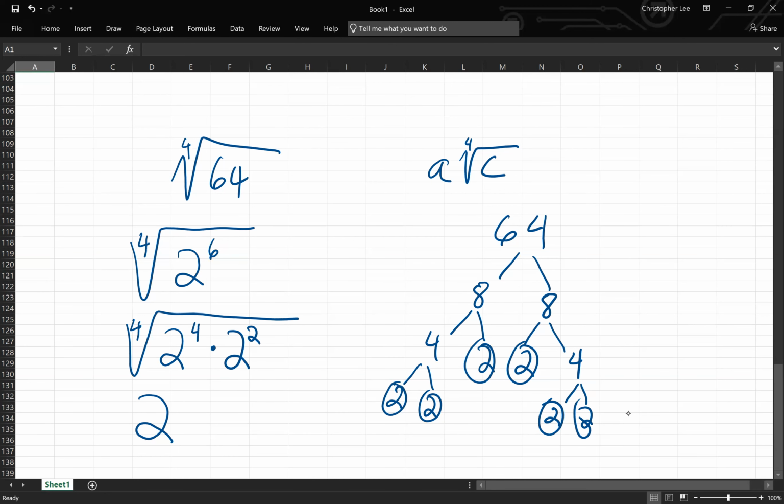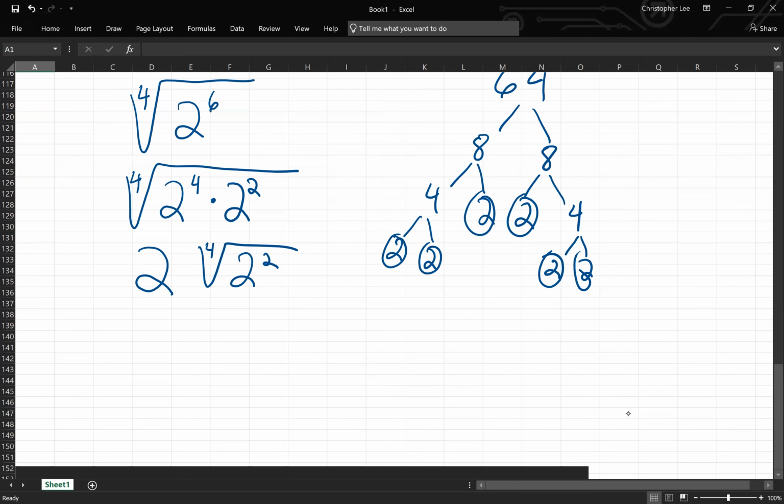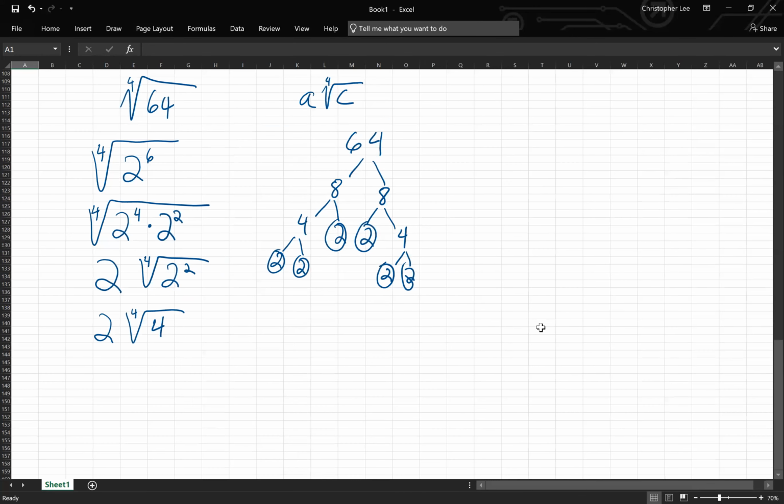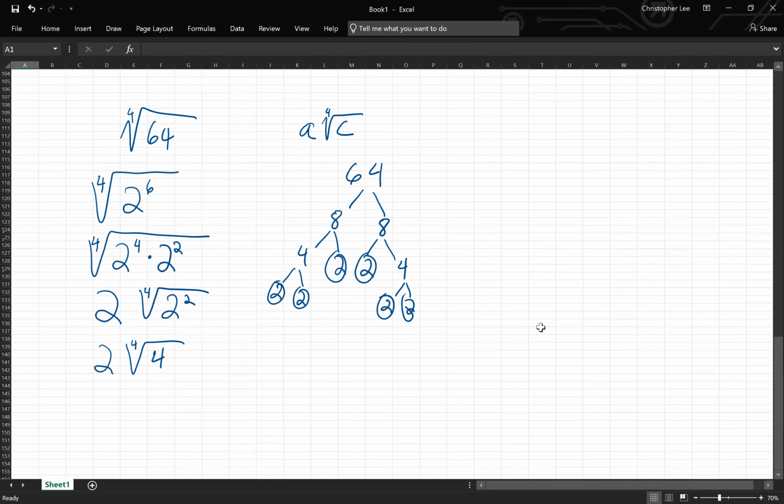When those cancel out, that's just going to leave a big 2 on the outside. But then we're going to have the fourth root of 2 to the second, right? Because that can't get simplified down anymore. If you want to do the math on it, it's going to be the fourth root of 4. That's it. So A is 2, C is 4. That's it. See, I got to do things like this because I don't know my times tables, you know?